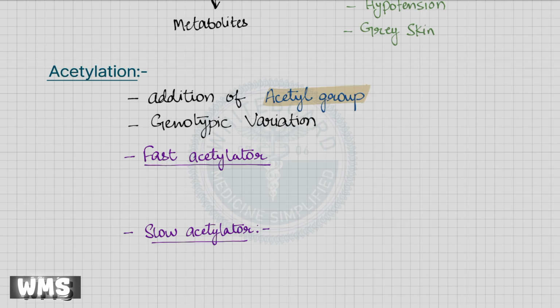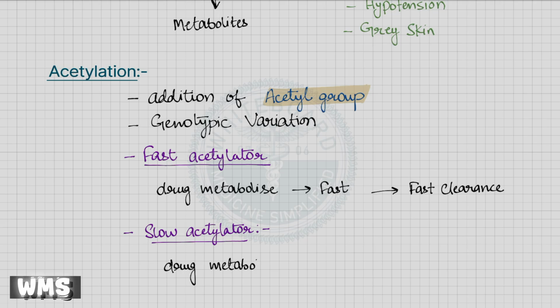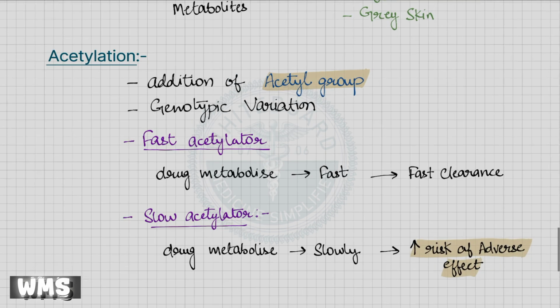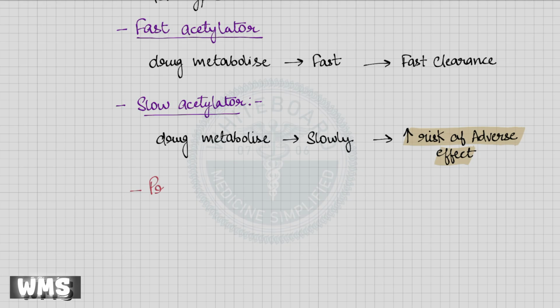In fast acetylators, the drug is metabolized rapidly, leading to faster clearance from the body. In contrast, slow acetylators metabolize drugs more slowly, which can result in drug accumulation and an increased risk of adverse effects. Clinically, this is very important because slow acetylators are more prone to drug-induced SLE.